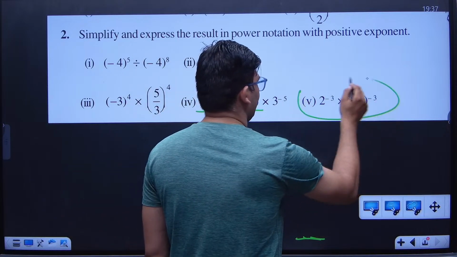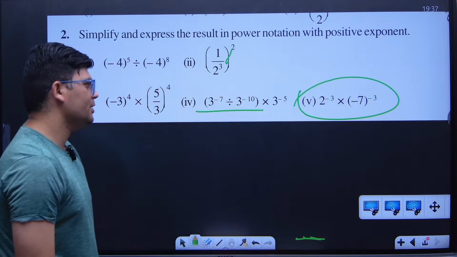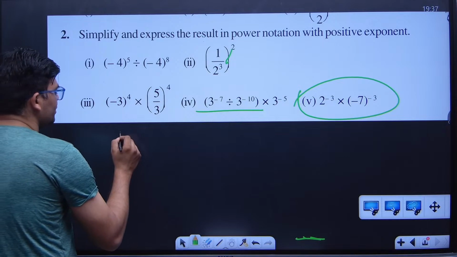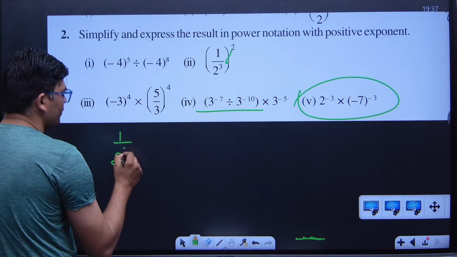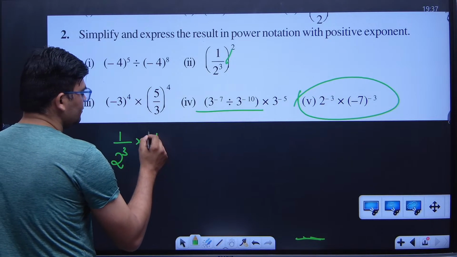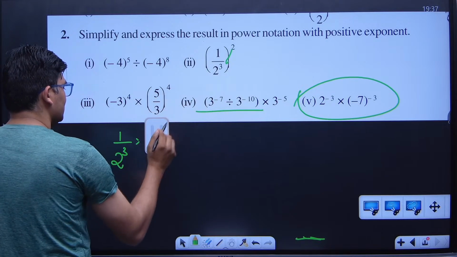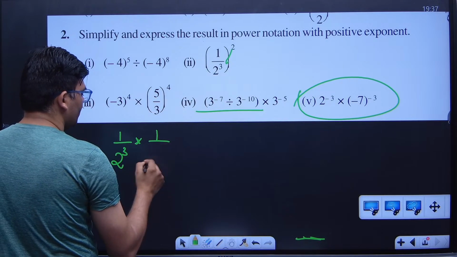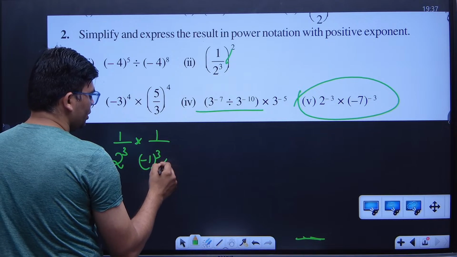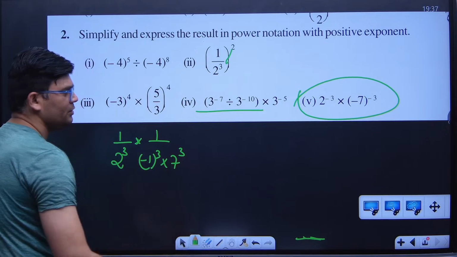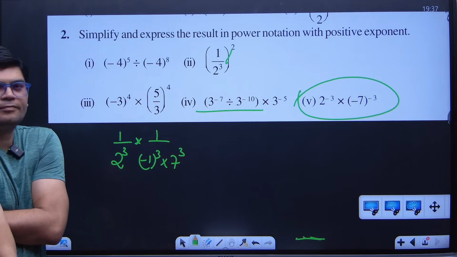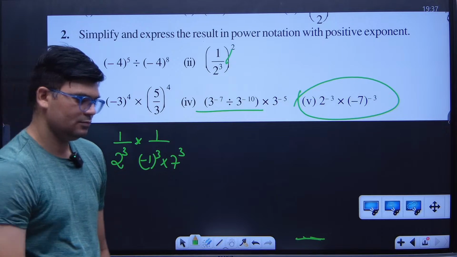Two raised to the power minus 3 into minus 7 raised to the power minus 3. In the first step you can simply write 1 by 2 raised to the power 3 into minus 1 raised to the power 3 into 7 raised to the power 3. Are you getting it? Yes, sir.